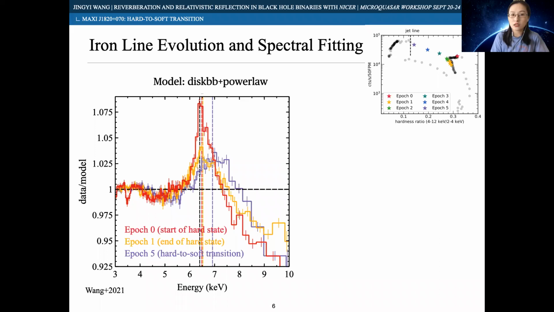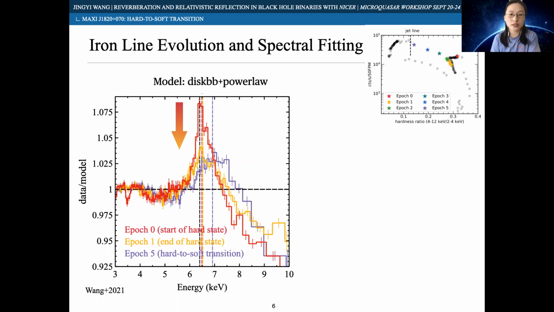So this is the data to model ratio when you fit the flux energy spectra to a disk BB plus power law model, in which disk BB is a multicolor black body emission from the accretion disk, and the power law is the corona emission, so that the axis here is the broad iron line. We see a narrow core dropping down in the hot state when we compare the yellow to the red epoch, which has been already seen in Kara 2019.